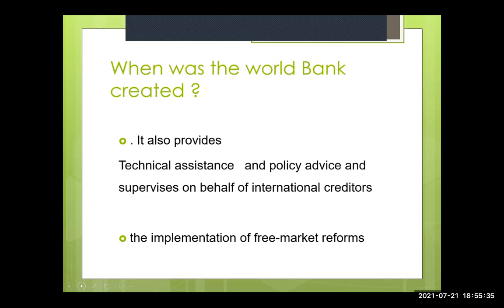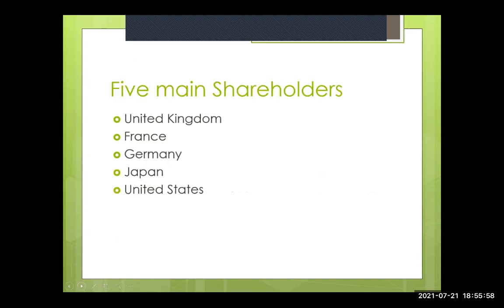All right, so the World Bank is basically an institution that provides technical assistance and policy advice and supervises, on behalf of international creditors, the implementation of free market reforms. All right, so we have 5 main shareholders right now: United Kingdom, France, Germany, Japan, and the United States.